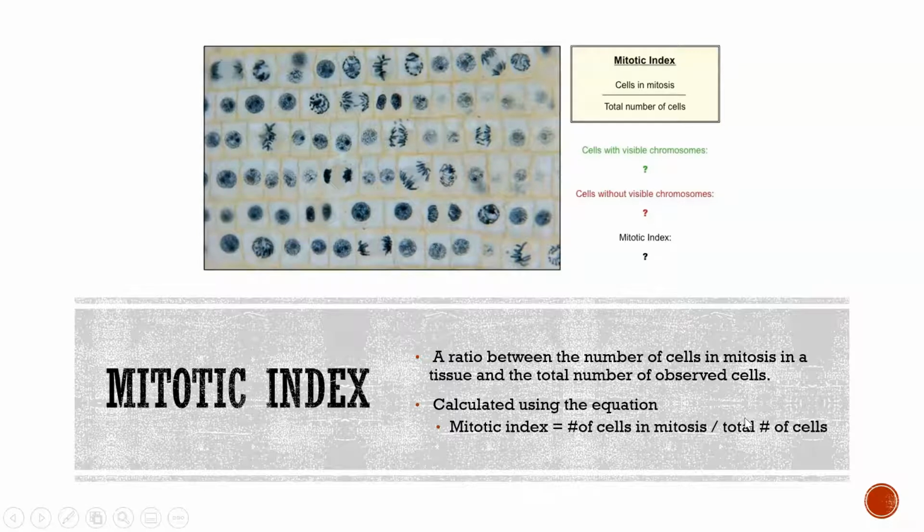Okay, so it's calculated using the equation. The mitotic index equals the number of cells in mitosis divided by the total number of cells. So if we're looking at this picture here, you'd count up all the cells, and then you'd do the number of those that are undergoing mitosis, where you can clearly see those chromatids, divided by the total number of cells that there are there.